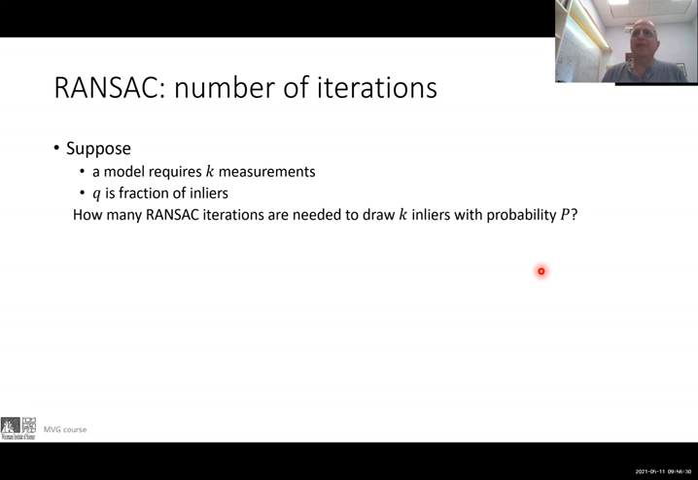But we can say, well, we can solve this problem when the fraction is, I don't know, 80%, etc. So we can aim at a certain fraction, given some statistics that we do. So the question is, how many RANSAC iterations are needed to draw k inliers with probability p? So I give you a probability of success, and I want to have as many drawings as needed to reach that success value.